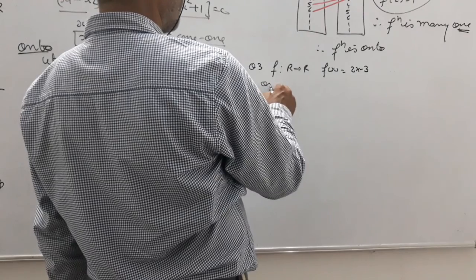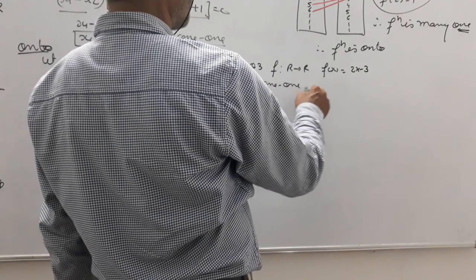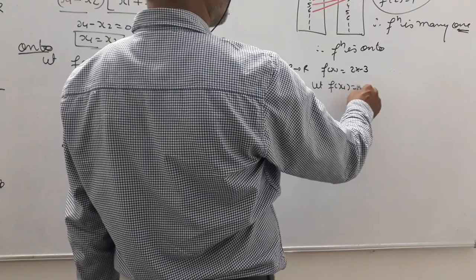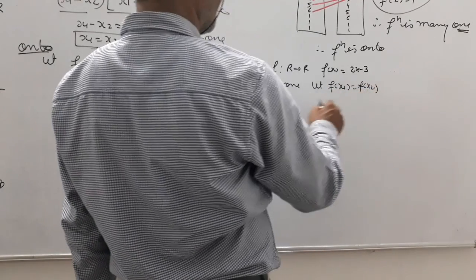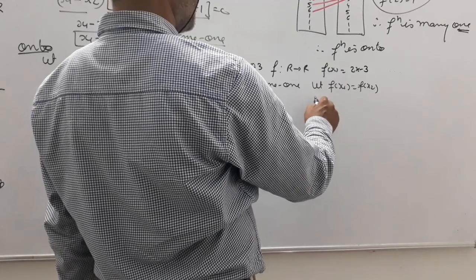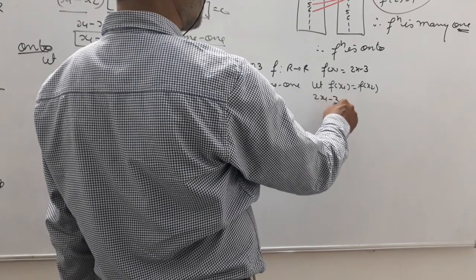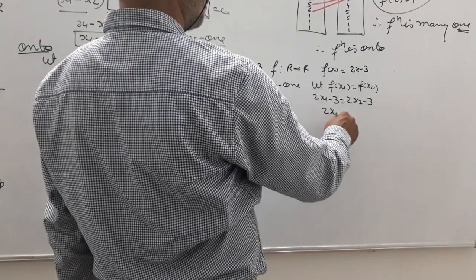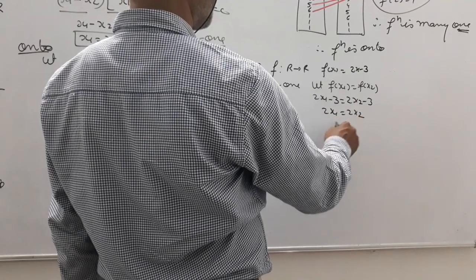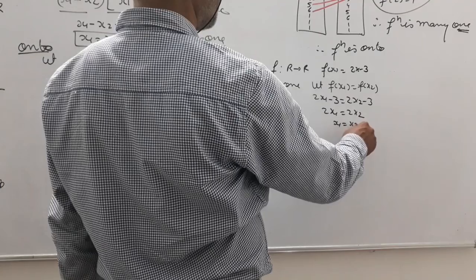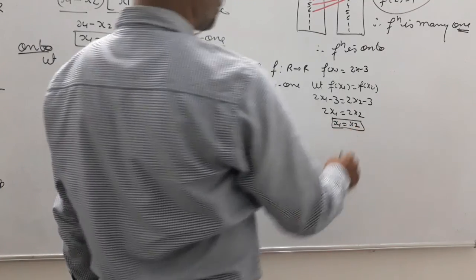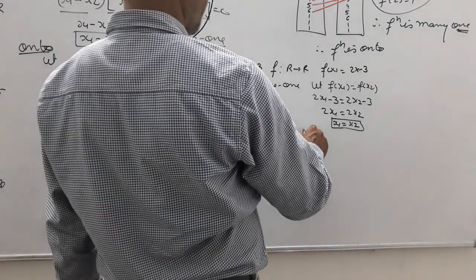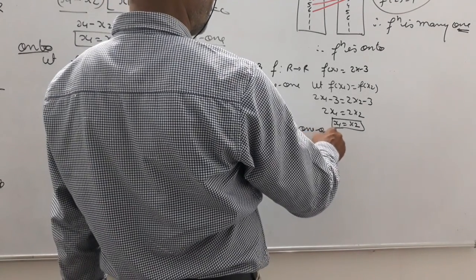For 1-1, let f(x1) equals f(x2). Then 2x1 minus 3 equals 2x2 minus 3, so 2x1 equals 2x2, then x1 equals x2. Therefore the function is 1-1.